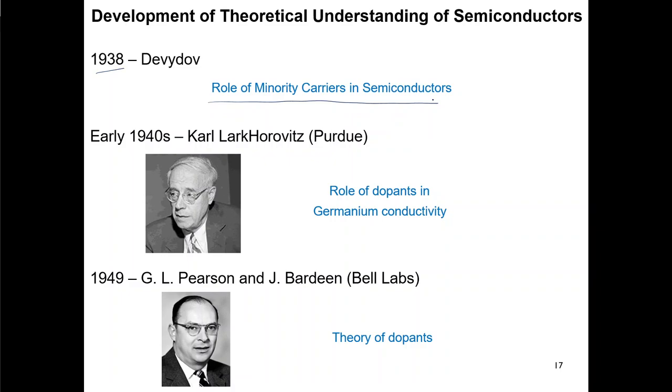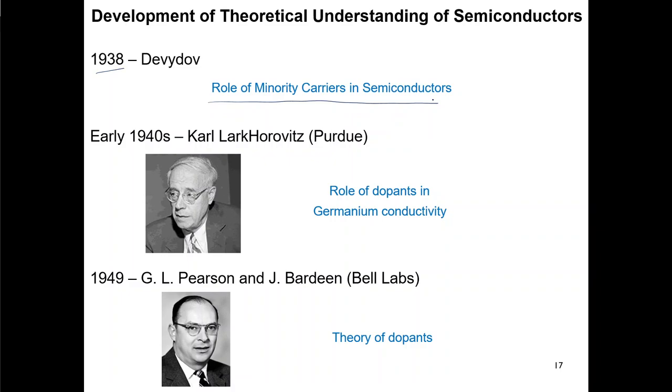Then similar behavior was explained, for instance, in germanium. So the role of dopants came into existence. The experimental demonstration of dopants came in the early 1940s, by Karl Horowitz, who explained and demonstrated the role of dopants in germanium and how germanium conductivity can be changed by introducing these external dopants. And subsequent to this experimentation, the theory of dopants was established by Bardeen at Bell Labs in 1949.